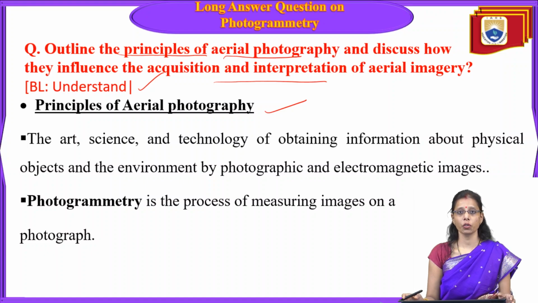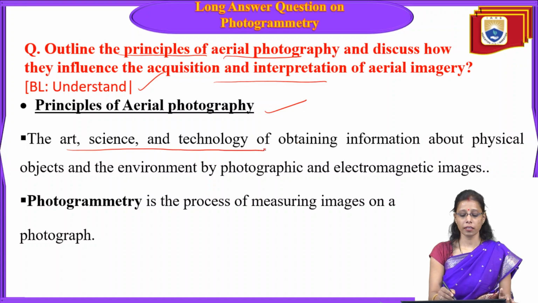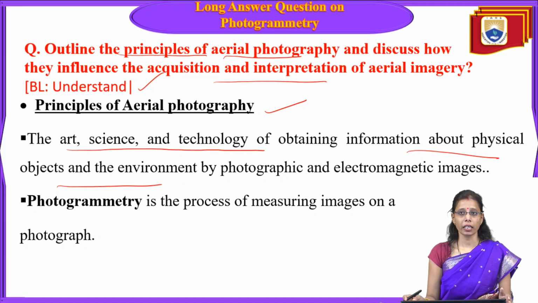It's like remotely we are able to use those images for the conclusion purpose. So if you want to write the principles of aerial photography, it is the art, science and technology of obtaining information about physical objects and the environment by photographic and electromagnetic images. So what are the electromagnetic images here? The images which are obtained in the presence of sunlight, without touching the object, all those images are called electromagnetic images.